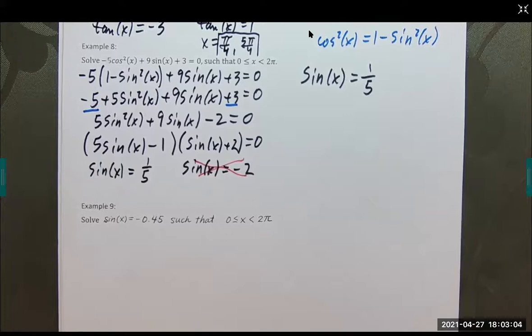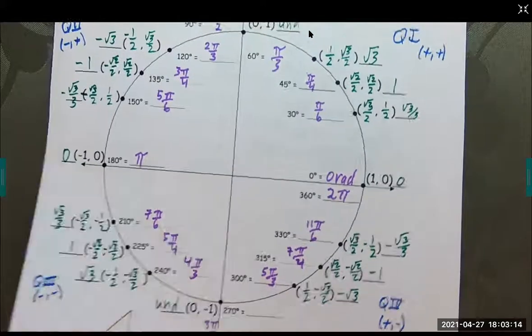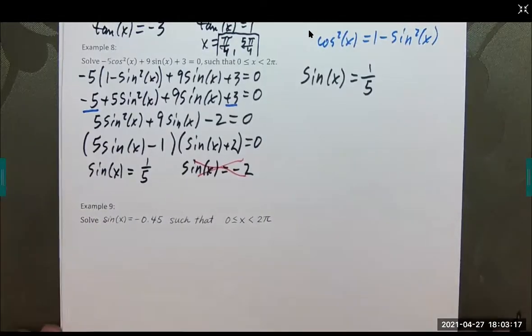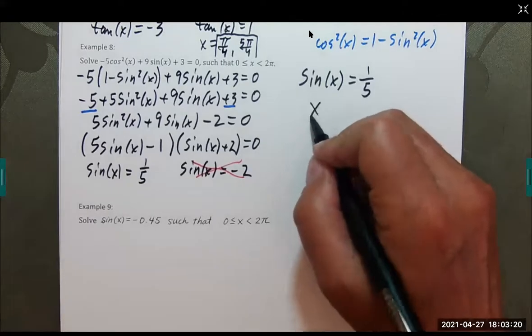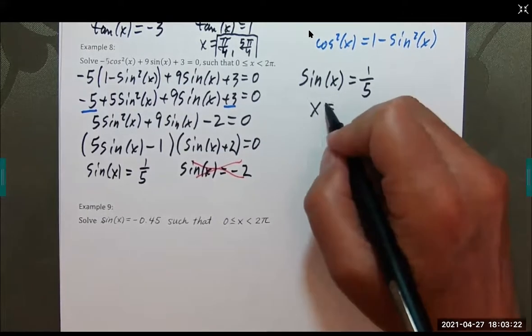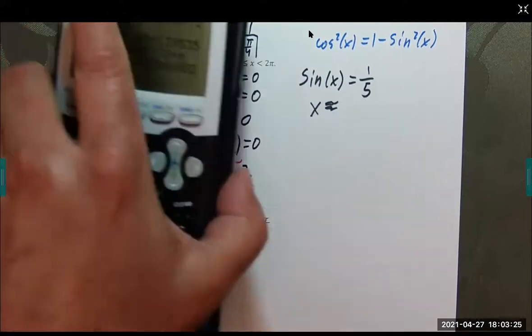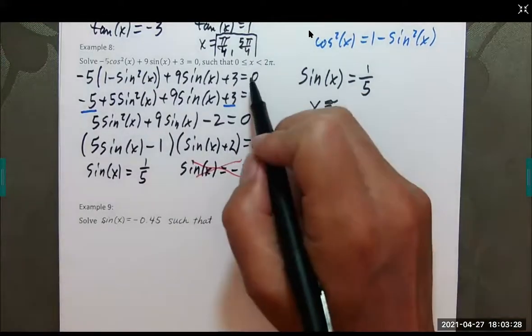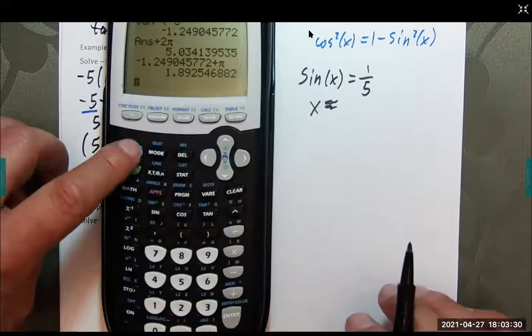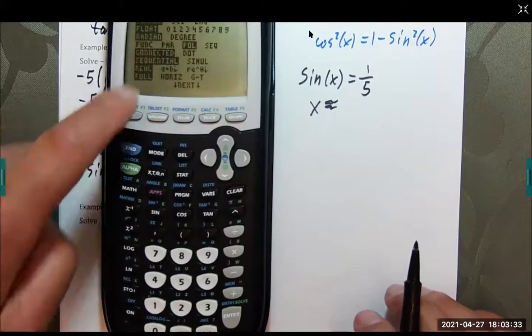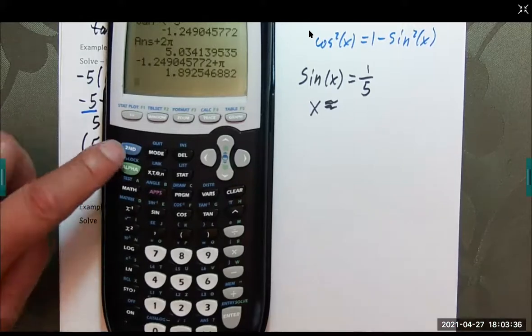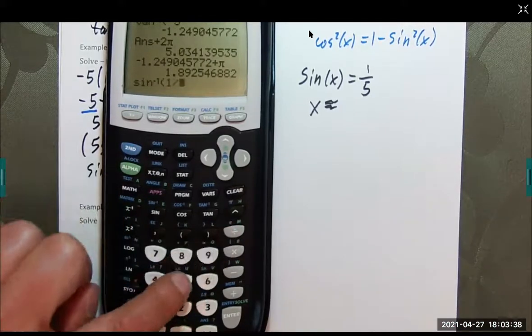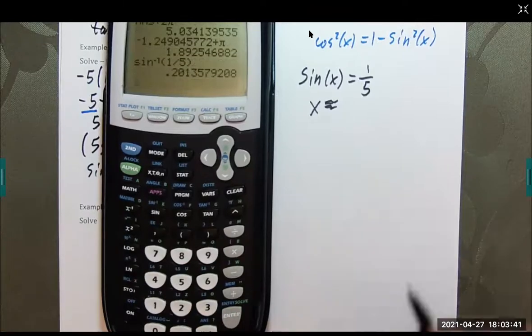So sine is positive in quadrants 1 and 2. 1/5 is not on my unit circle for sure, so I'm going to have to use inverse sine to do this. Very nicely, when I do inverse sine, it's going to give me one of them in quadrant 1, which is between 0 and 2 pi. Before I do that, let's double check that we are in radian mode, which we are. So inverse sine of 1 divided by 5. Yay, here's one of my answers.